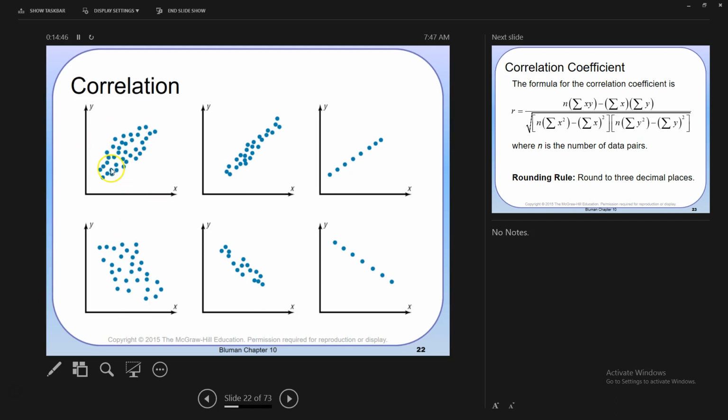And then these would be even lower absolute values for their R's. So this might be a 0.85, and this might be a -0.78 or something like that. But again, this would be a lower value. It'd be negative because it's trending downward. It would be a lower value because it's more scattered out.